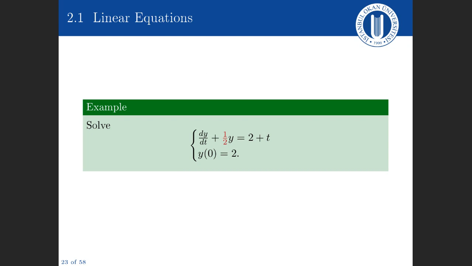this is an initial value problem. We have a differential equation and an initial condition. Solve dy/dt plus half y equal to 2 plus t with the initial condition y(0) is equal to 2. First, we're going to solve the differential equation, and then we're going to choose the value of the constant which satisfies the initial condition.